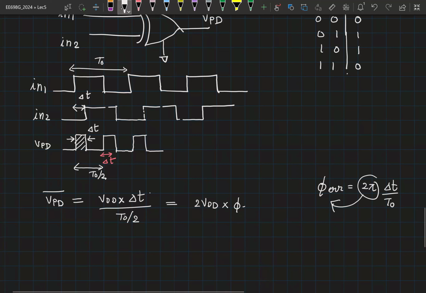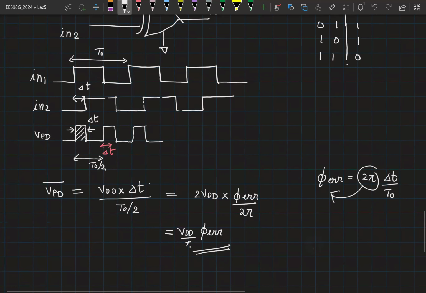And this is equal to phi error by 2 pi. So this gives you pi error into VDD by pi. Okay. So this seems to suggest that as your phase error is increasing, your VPD average is also going to increase linearly, right? Now, we want to know if this is true for all values of phase error or if there is a range for which this equation is valid.